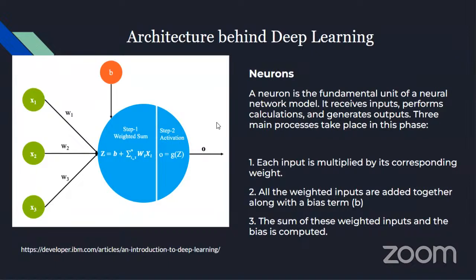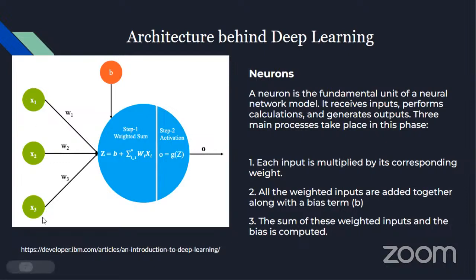All right. So this is the architecture behind deep learning. As I said, a neural network's basic component is a neuron. So what is a neuron? A neuron is like a neural cell of the brain. And this is how it works.